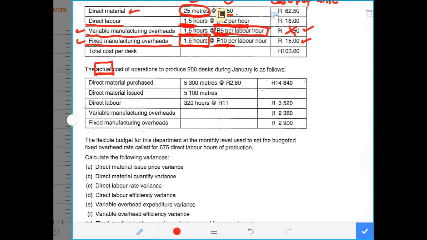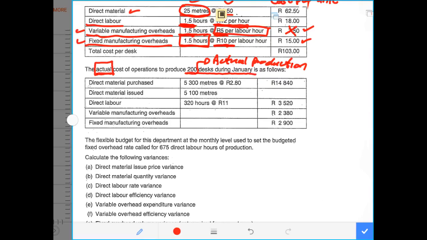The actual cost of operations to produce 200 units. So this is actual production, because it says the actual cost to produce 200 units. So this will be completed production, or actual production. That means units that are completed. The actual production to complete 200 desks during the month of January is given to us below.